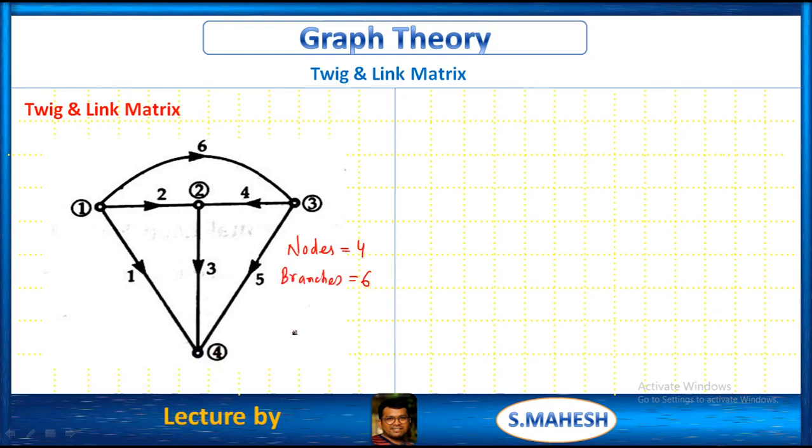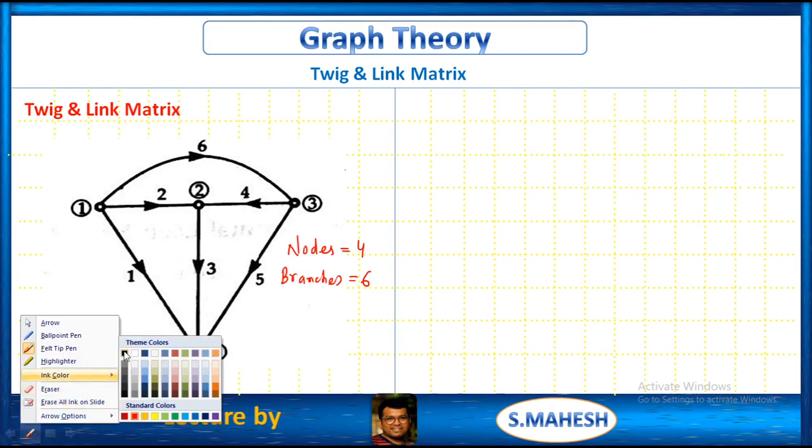Branches are 6. Right? If we have incidence matrix, the order of that incidence matrix is 4 by 6. If it is reduced incidence matrix, then it is 3 by 6. Now we have to get first the incidence matrix, then the reduced incidence matrix, followed by the twig matrix and link matrix. First I would like to get the incidence matrix.